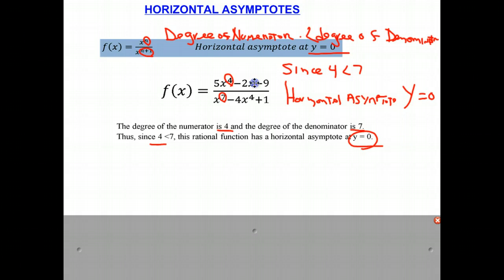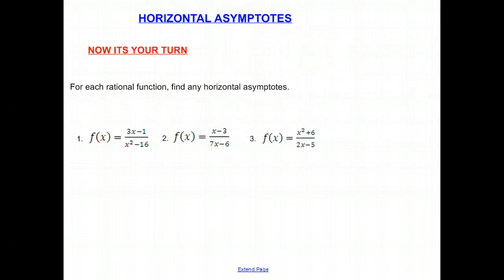Okay, I hope that's clear, because now it's your turn. For each rational function below, we want you to find any horizontal asymptotes. If you're having any trouble with this, just go back, review the screencast, and review the rules for how you can find horizontal asymptotes for rational functions. We're going to need this shortly when we start to graph rational functions.